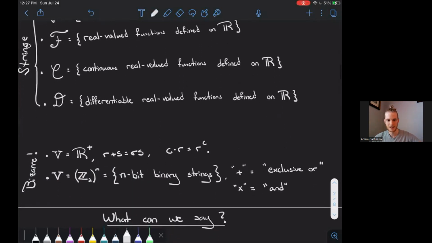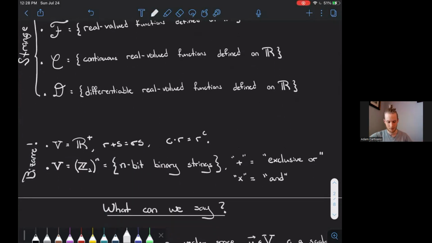Hopefully you have. And now we have two more. These are crazy vector spaces. Truly, I would say truly bizarre. So I'm going to do this bottom one first. Z sub 2 raised to the n. That is the set of all strings of length n of zeros and ones, or the set of all n-bit binary strings.